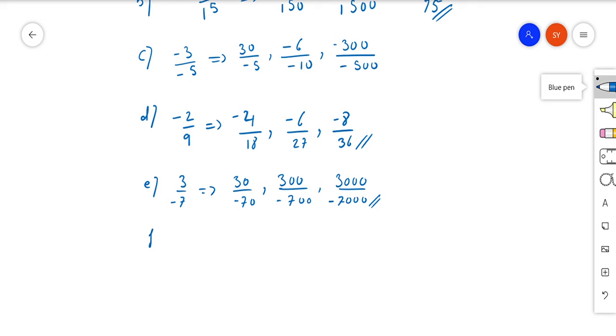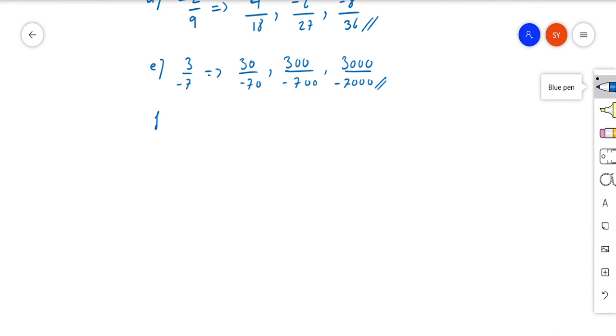Similarly, F, minus 6 by 5. So minus 60 by 50, if I multiply it by 10, minus 30 by 25, if I multiply by 5, and if I multiply by 100, it will become minus 600 by 500. So these are the three. So simply you have to multiply both with the same number and you will get the answer.